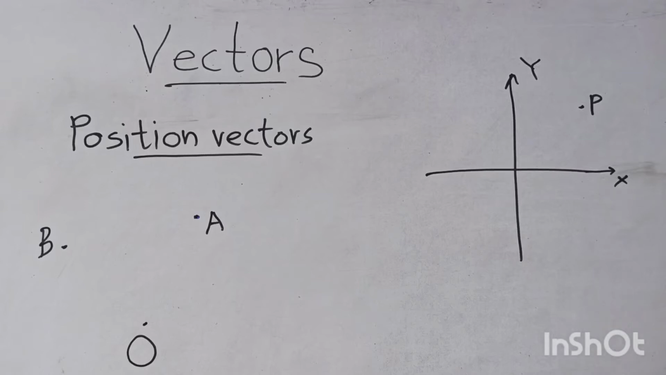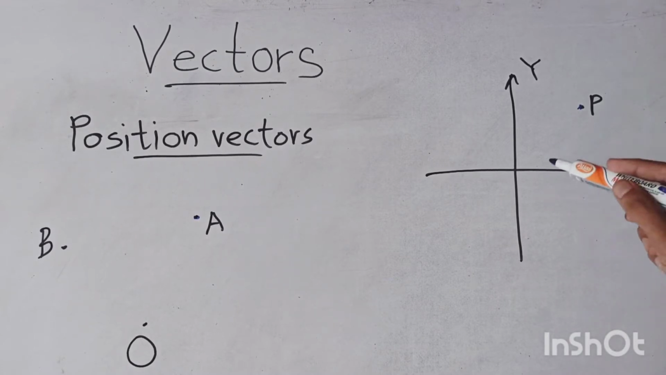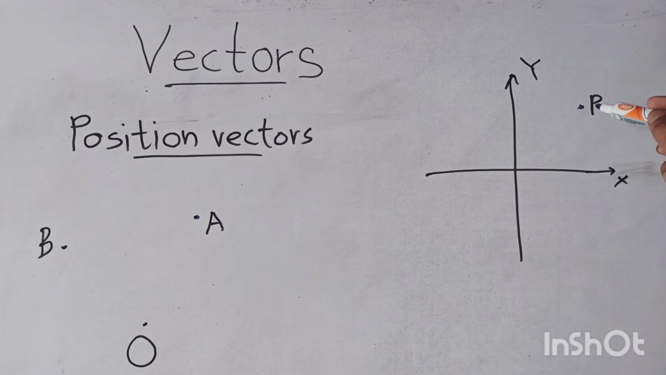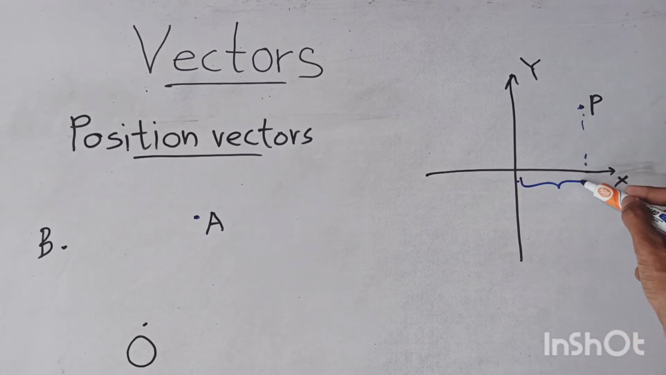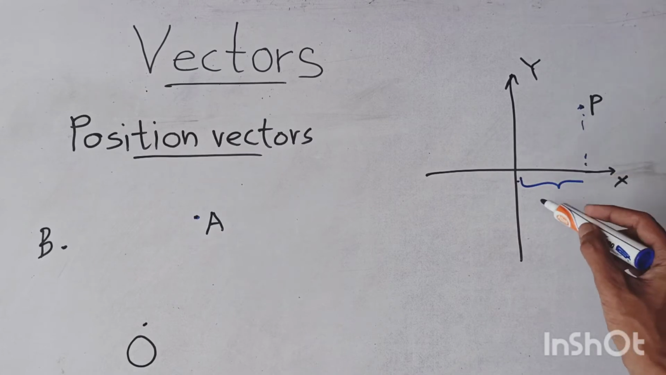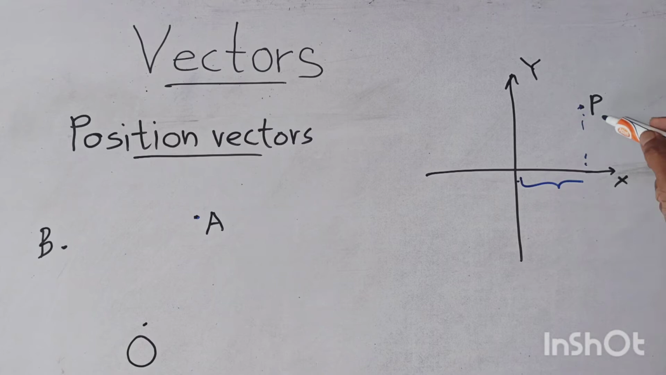In a Cartesian coordinate plane like this, we use coordinates to indicate the location of a point, such as this distance from the y-axis and distance from the x-axis.